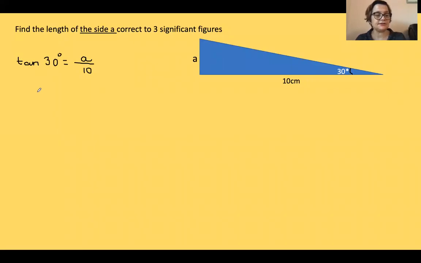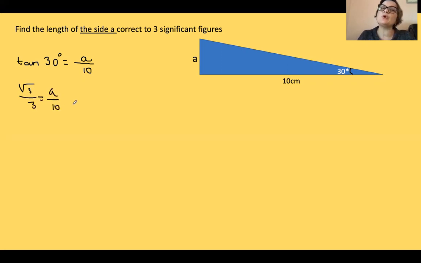Now, tangent 30, as I said, you are going to need the calculator to calculate the tangent 30. So to do this one, you press tan, and then 30, and then press equal. And this is the answer. Now, in this case, the answer is given as a fraction and a square root. So it's going to be square root of 3 over 3 equals A over 10.